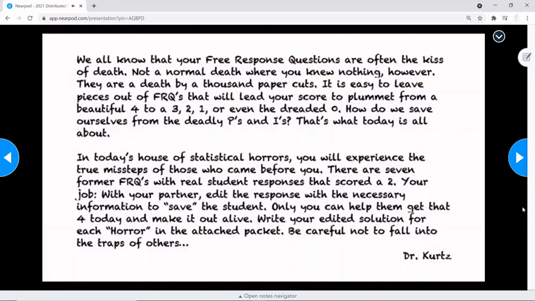So my students will go through a house of statistical horrors where they will experience the missteps of students that scored a 2 on certain FRQs. Then with their partner, they are going to edit that 2 response to save the student and bring them up to a 4. Then they are to write their edited solution and not fall into the traps of others.